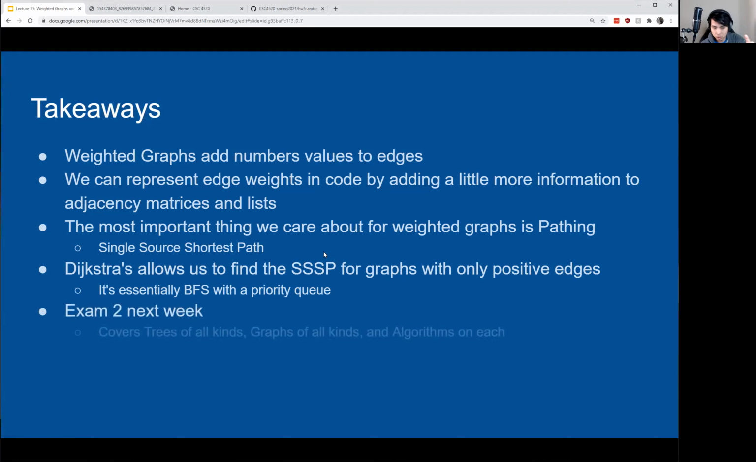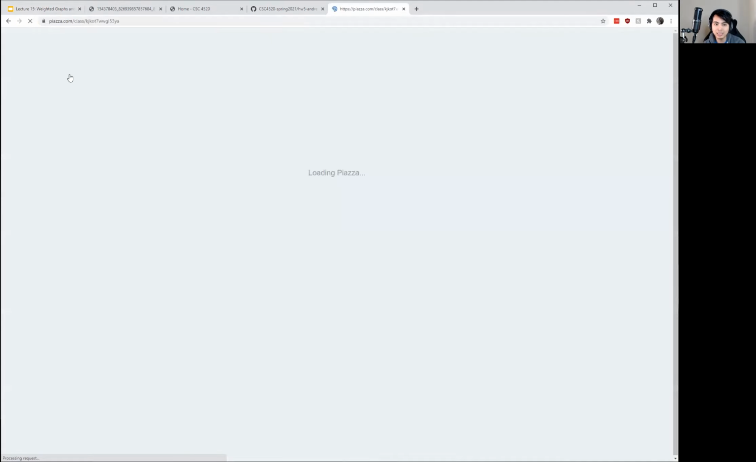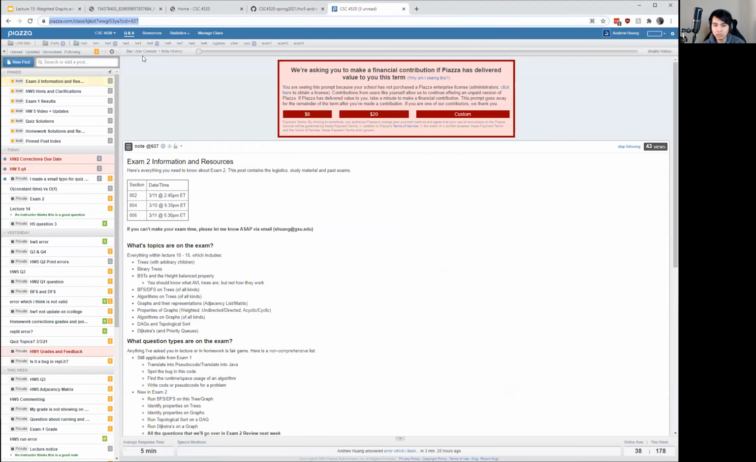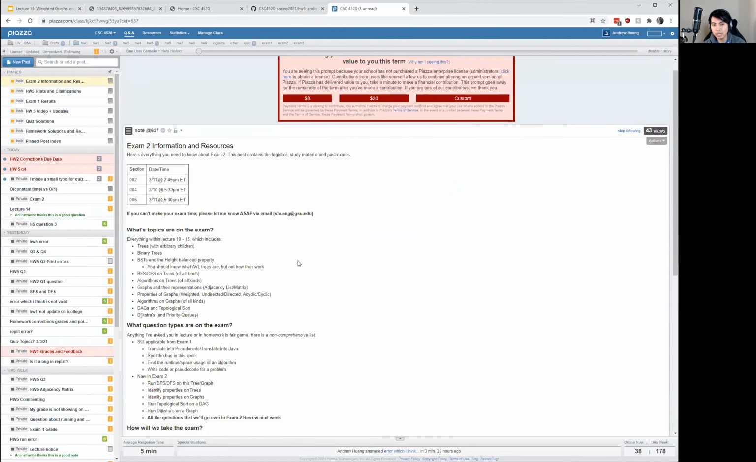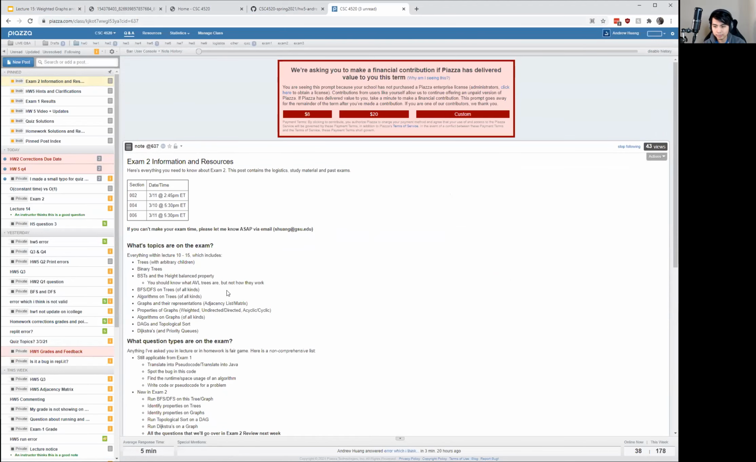Exam 2 is next week. It's going to be on trees of all types, graphs of all types, and algorithms on each. You can go on Piazza, and you see here that all of the information that we have is here. You should take a look at the Piazza post if you haven't already. Everything you need to know, including resources on how to study, is linked.